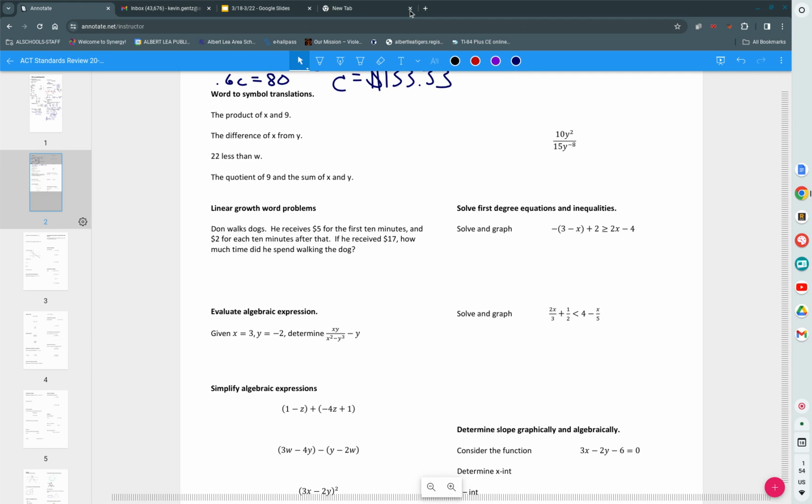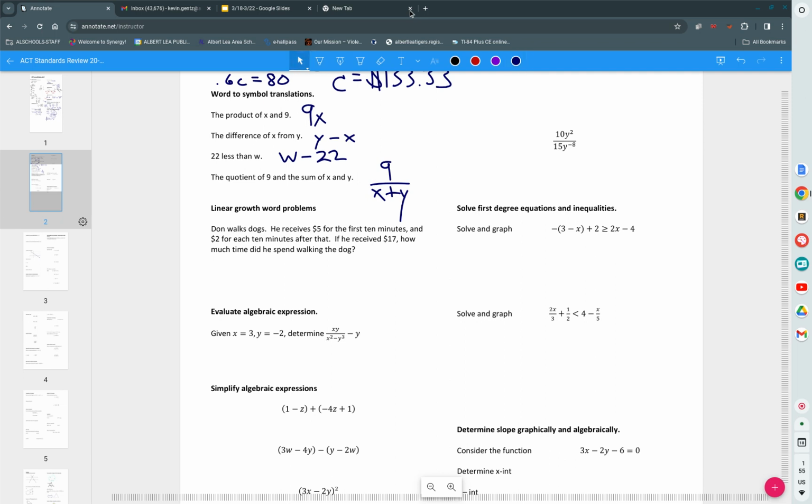You should be able to translate algebraically words into symbols and back and forth. What does it mean if it says the product of 9 and x? How would we write that? 9x. How about the difference of x from y? Yes, it is y minus x because the x is being taken from the y. 22 less than w. W minus 22. The quotient of 9 and the sum of x and y. What does quotient mean? Division. So 9 over x plus y. Okay?